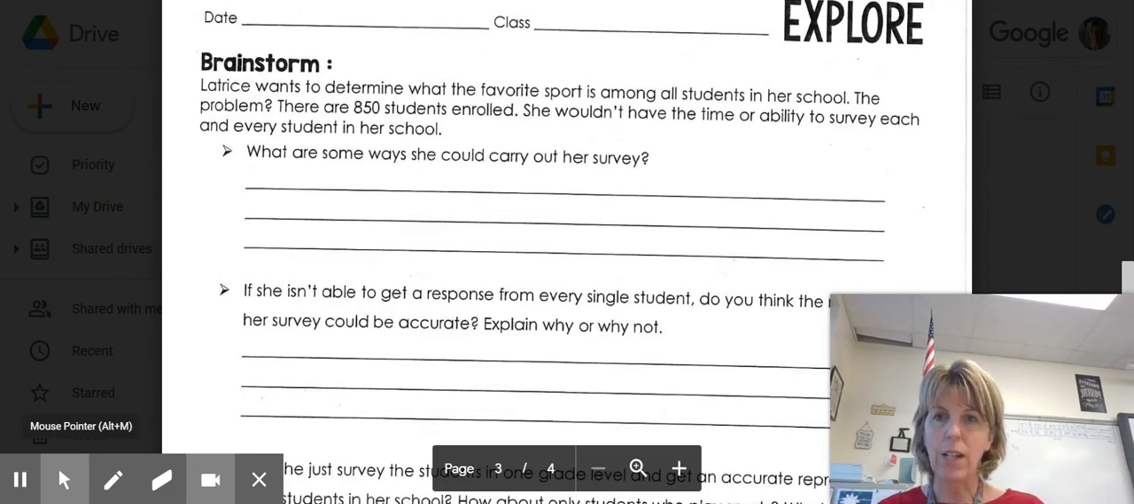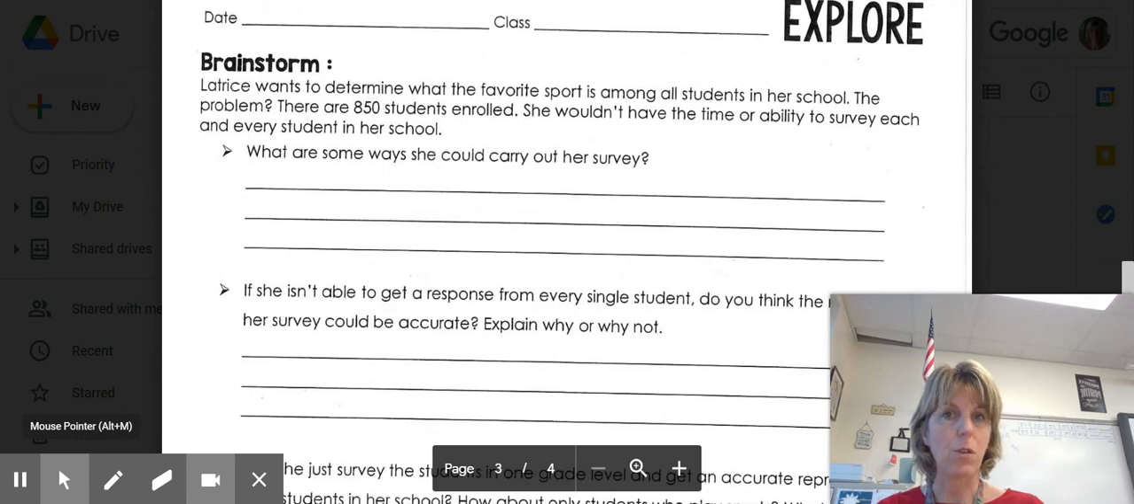All right, last things to look at. We have Latrice, who wants to determine what the favorite sport is among all the students in her school. The problem is there are 850 students enrolled, so she won't have time or ability to survey each and every student in her school. So what are some ways that she could carry out the survey? Now in class, we have a great conversation about this. It's a little harder to do in this format, so I want you to think about that. What could she do? And there are lots of ways to do surveys.